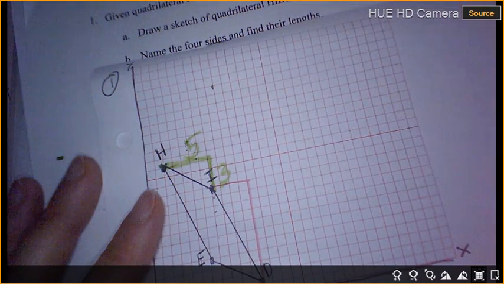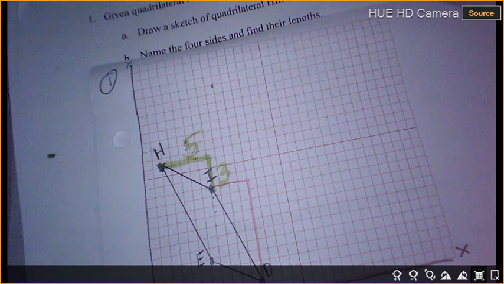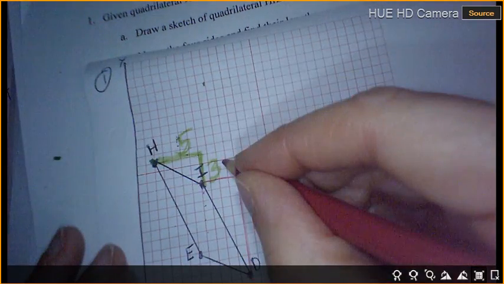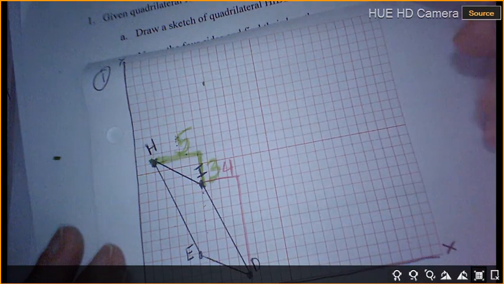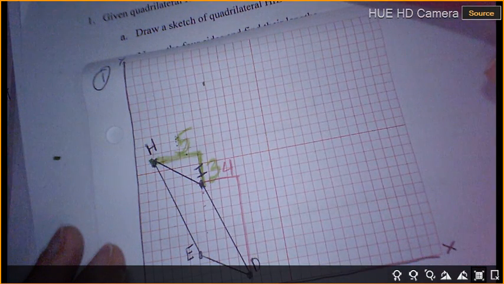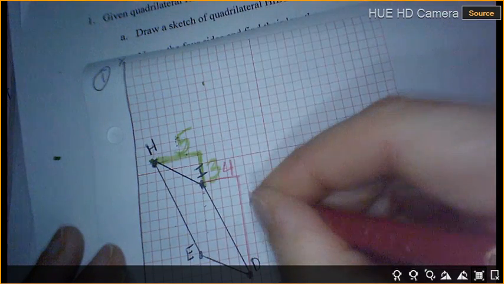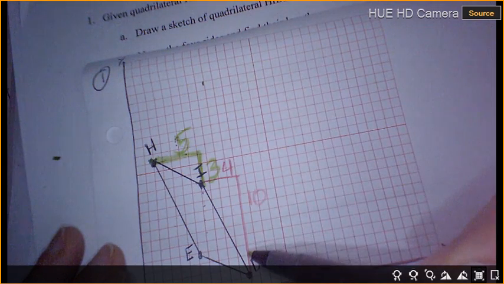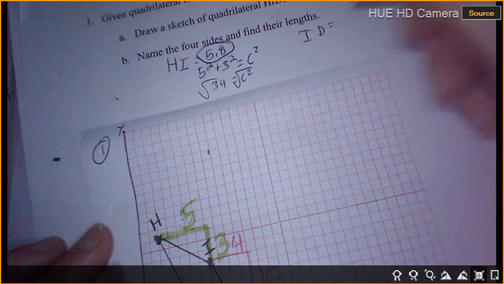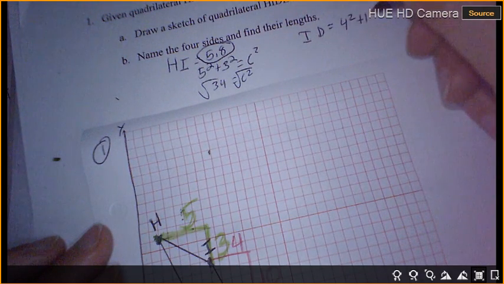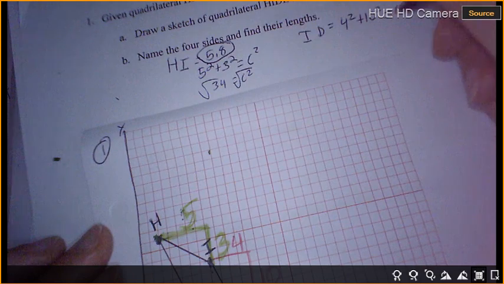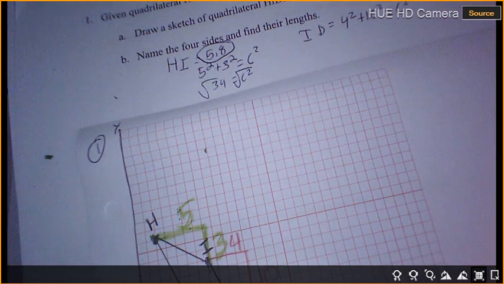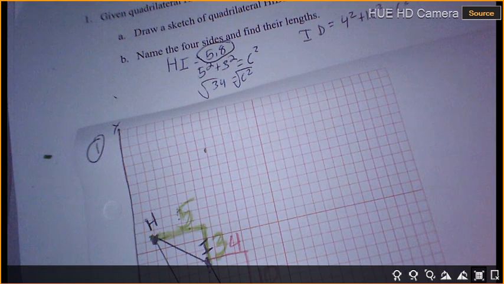I is at 7, D is at 11: 7, 8, 9, 10, 11. So this should be 4, or I count 4 over. I is at 11, this is at 1, this should be 10. So is everybody okay with how I got my triangle, how I got my points 4 and 10? Okay, so now I'm just doing 4 squared plus 10 squared equals C squared. So I'm getting 16 plus 100, square rooted.